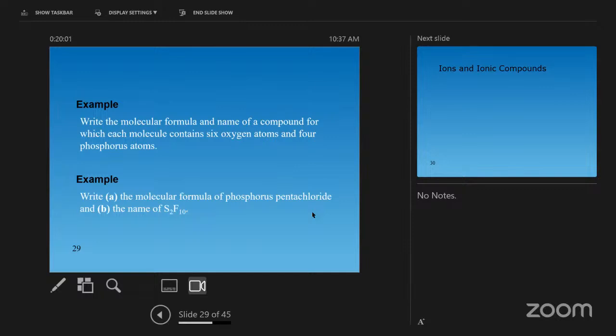Then, according to IUPAC, you can say phosphorus hexoxide, or you can say tetraphosphorus hexaoxide. IUPAC actually recognizes both ways of naming compounds, right? So you can say hexaoxide or simply hexoxide. Both are correct. Okay. The next example, right? The molecular formula of phosphorus pentachloride. So what would be that formula? Phosphorus pentafluoride. Pentachloride, I'm sorry. Phosphorus pentachloride.